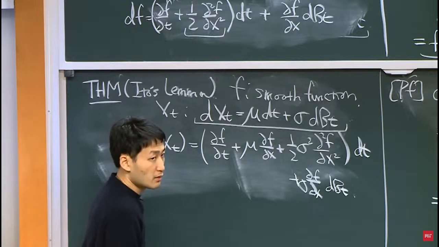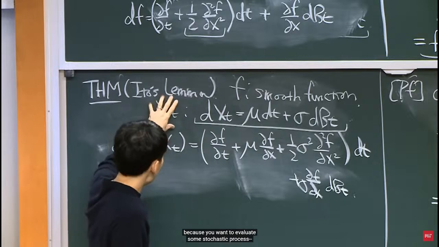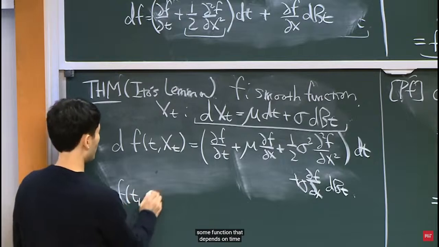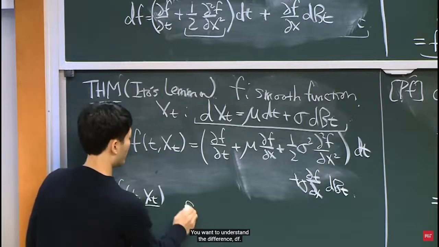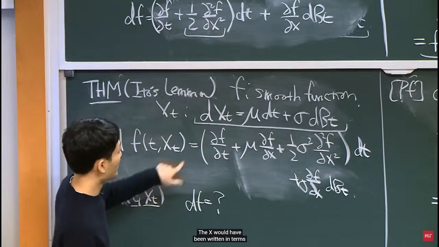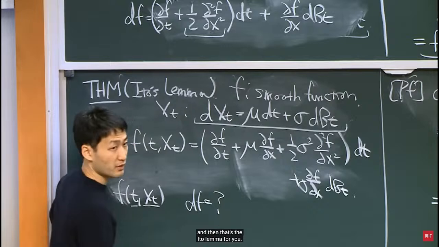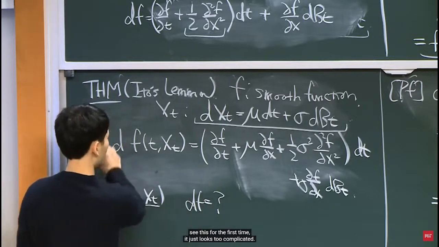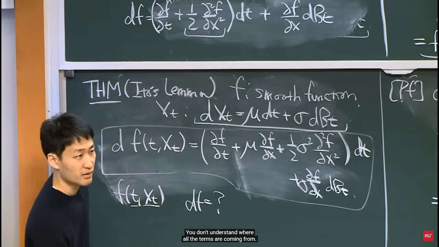Okay. So this will be the form that you'll use the most, because you want to evaluate some stochastic process, a difference, some function that depends on time and that stochastic process. You want to understand the difference, df. And then the X would have been written in terms of a Brownian motion and a drift term, and that's the Ito lemma for it. But if you see this for the first time, it just looks too complicated. You don't understand where all the terms are coming from.